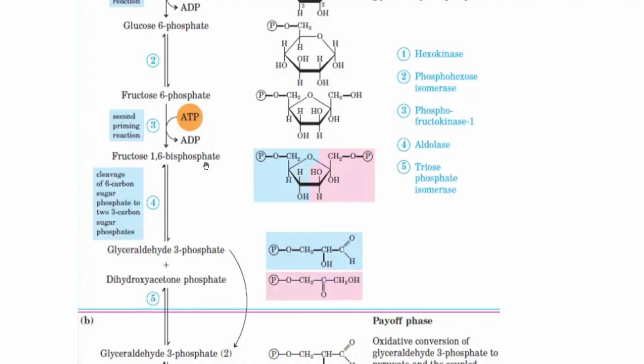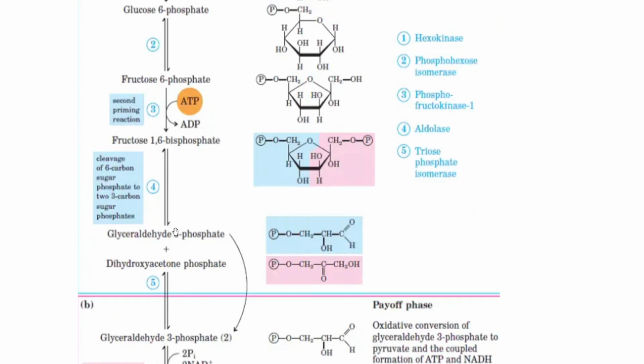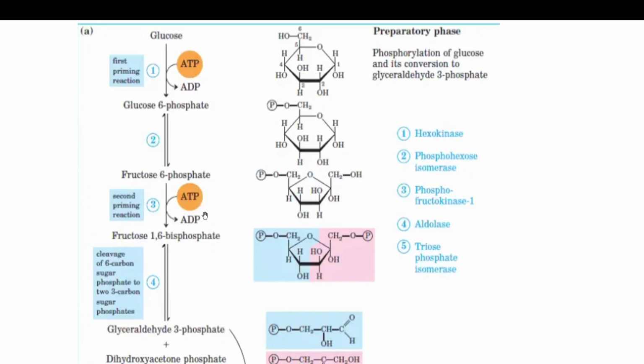And then you have fructose 1,6 bisphosphate. This is a 6 carbon molecule, and it is broken down into two 3 carbon molecules, glyceraldehyde 3 phosphate and dihydroxyacetone phosphate, or DHAP. This cleavage of fructose 1,6 bisphosphate to DHAP and glyceraldehyde 3 phosphate is brought about by triose phosphate isomerase. So here two molecules of ATP were used to incorporate the phosphate groups.